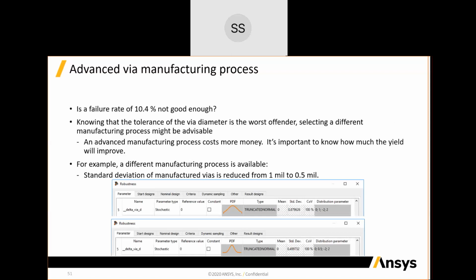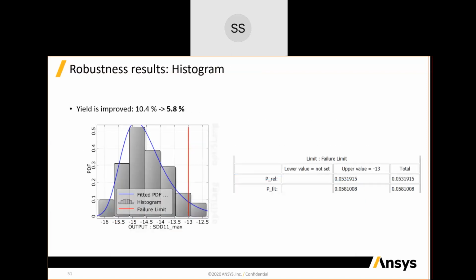Now we run another one of our robustness analyses, and we can see that our failure rate improved from 10.4 down to 5.8%. So that's 5.8% of the manufactured devices fail. So that's a good improvement. And knowing this kind of information, now we can ask the question, if the extra cost that we would have to invest in this advanced manufacturing process is going to be worthwhile for the improved yield?